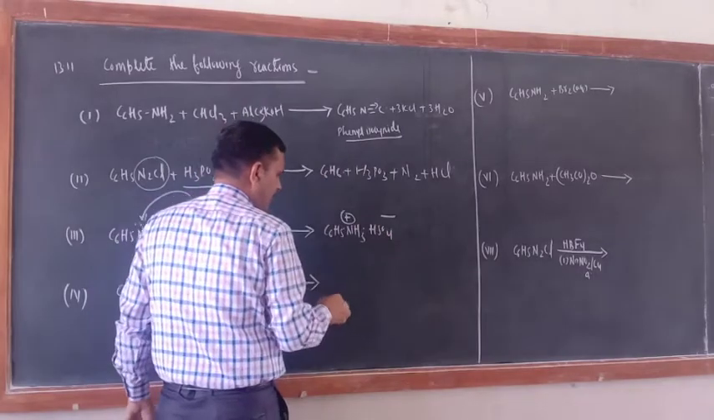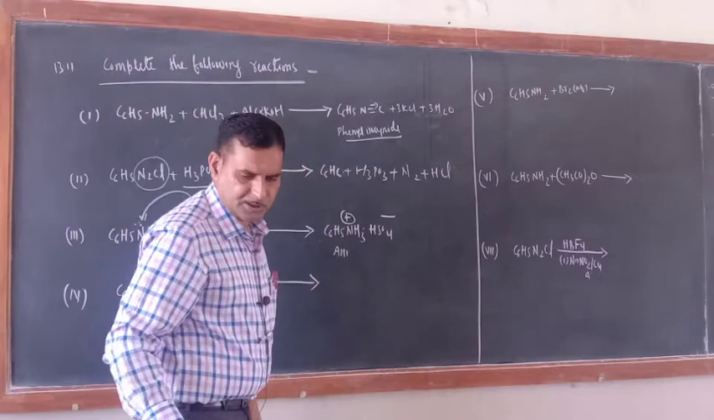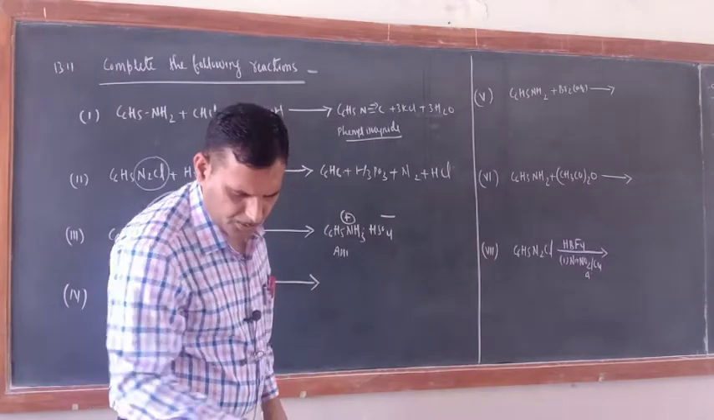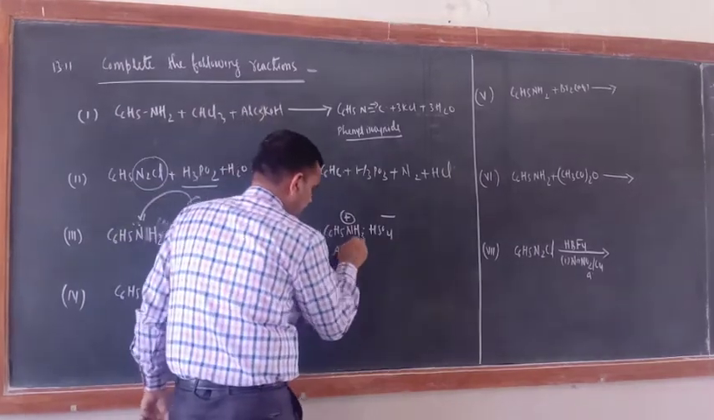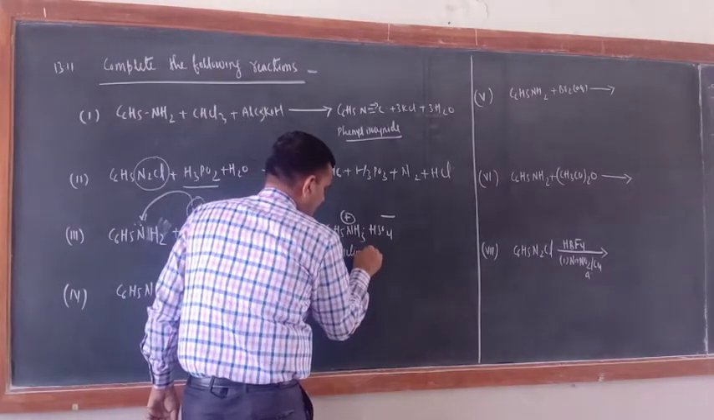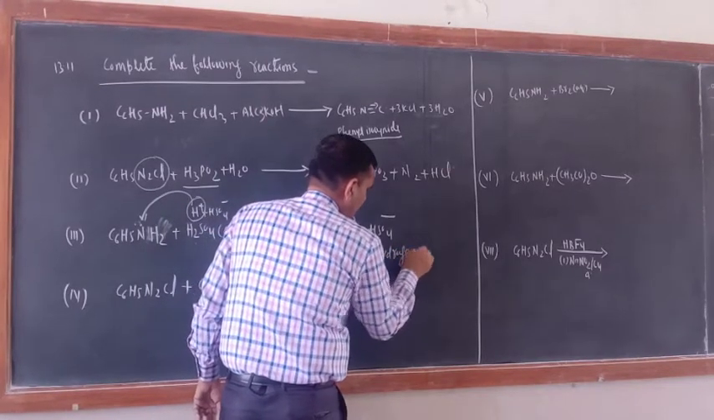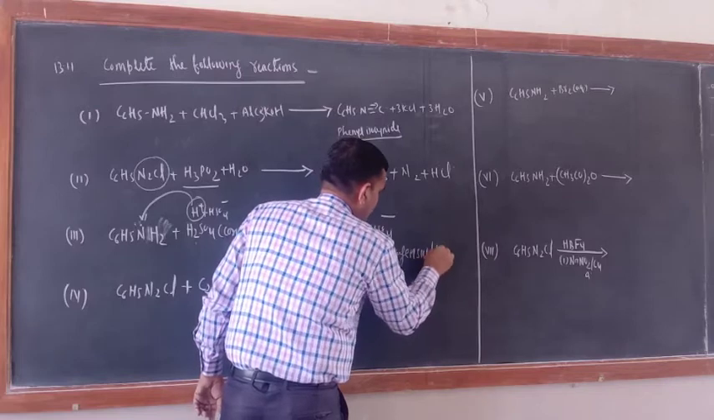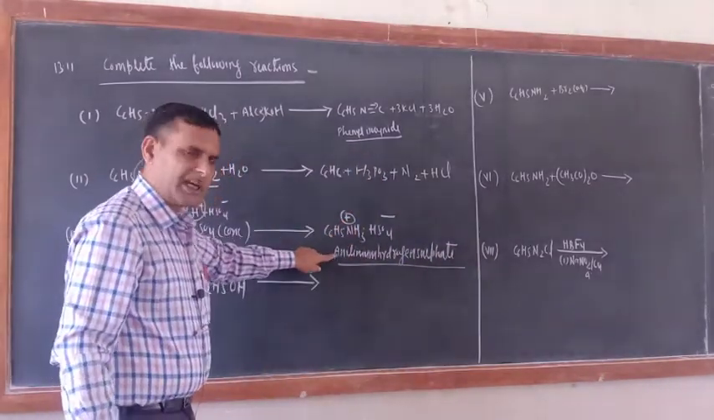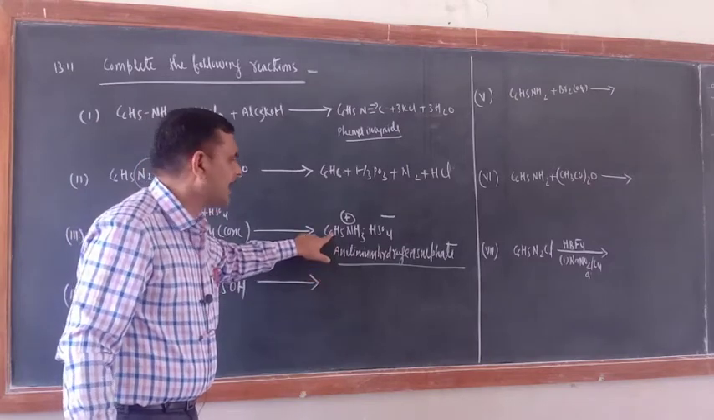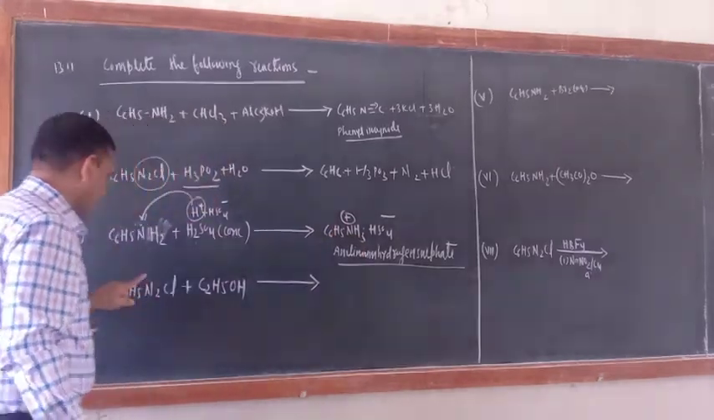What is the name of this one? Anilinium hydrogen sulfate, or aniline hydrogen sulfate also you can write. Okay, since nitrogen has acquired a positive charge, anilinium only should be written. Don't write aniline hydrogen sulfate. Okay, anilinium hydrogen sulfate.